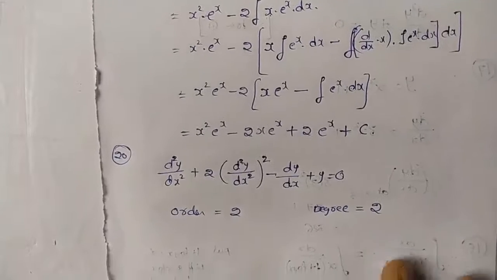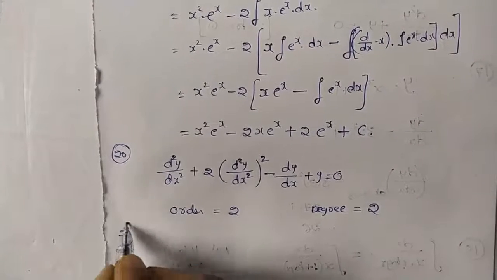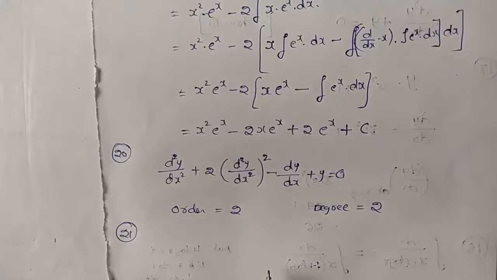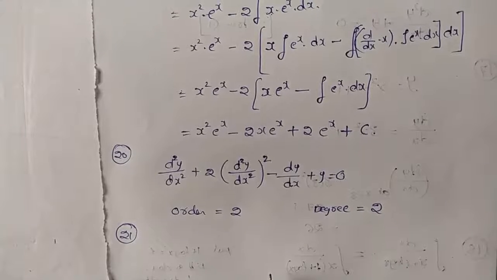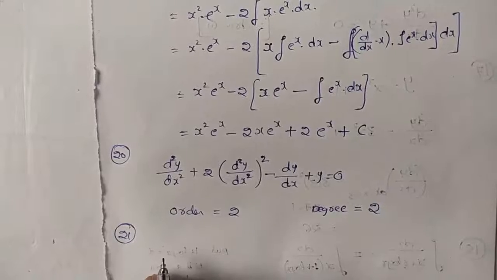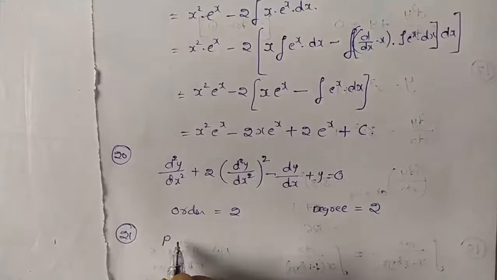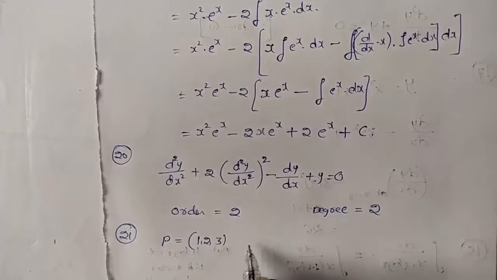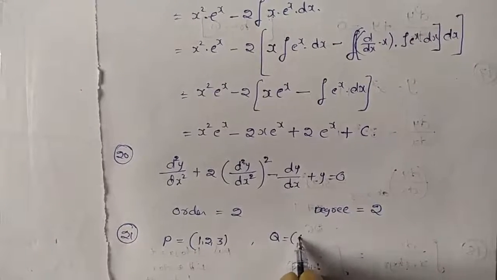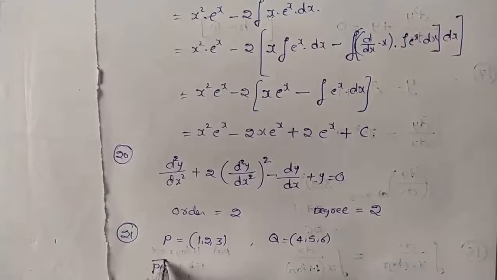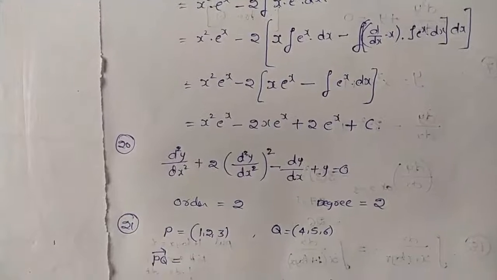Next, see the 21st question. Find the unit vector in the direction of the PQ vector where P and Q are the points 1, 2, 3 and 4, 5, 6 respectively. Points given: P is 1, 2, 3. Next Q is 4, 5, 6. Find the PQ vector.